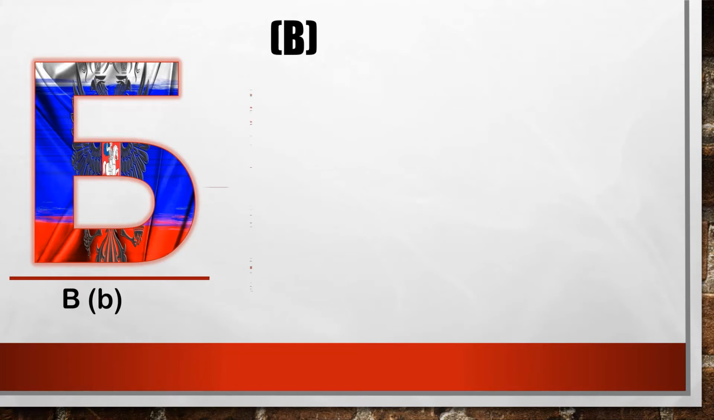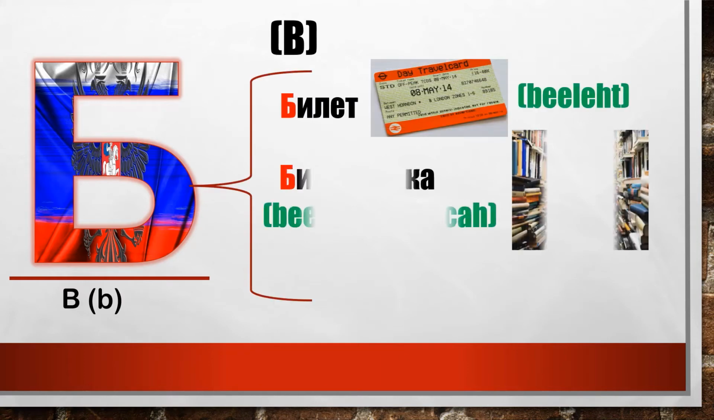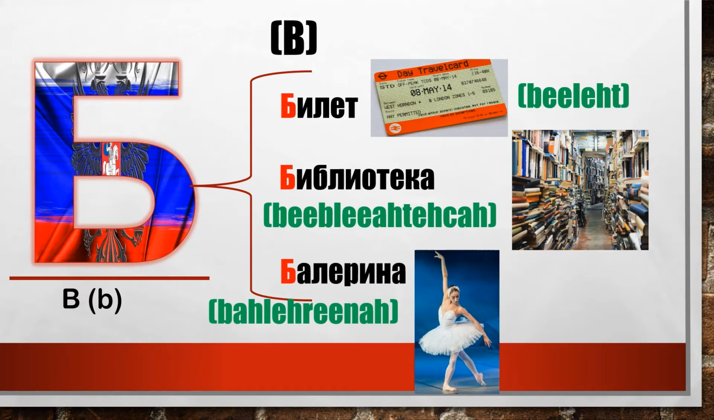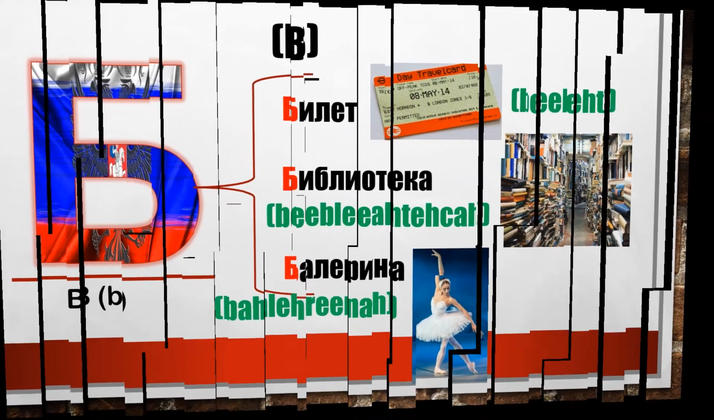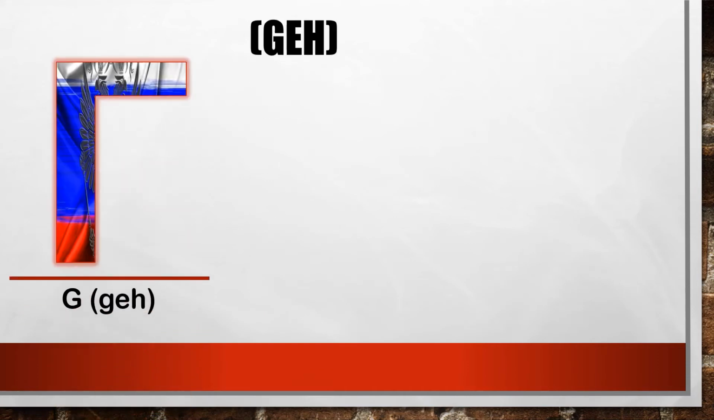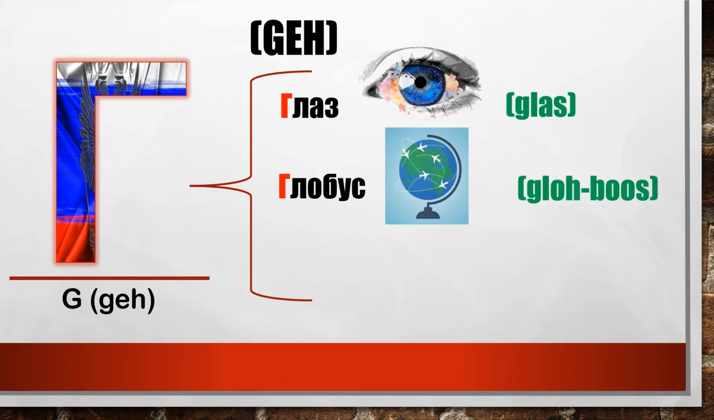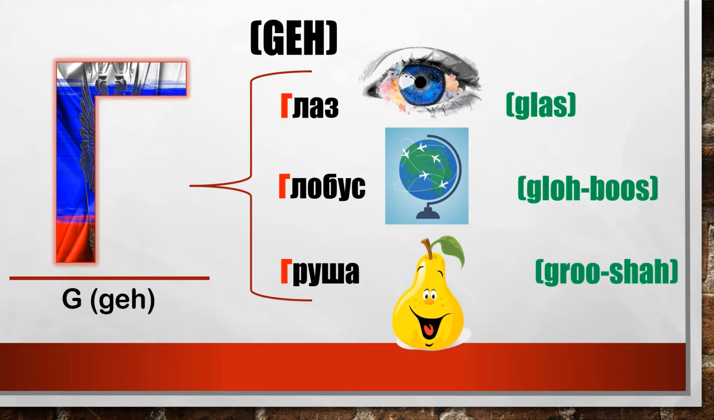B, like in examples билет, библиотека, балерина. No particularities with this letter, it's always pronounced as B. G, it's always pronounced as a G sound: глаз, глобус, груша.